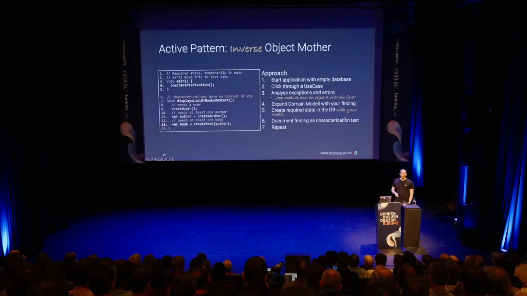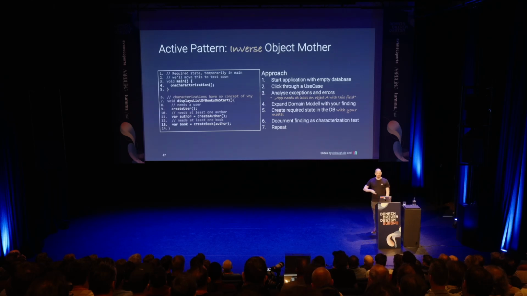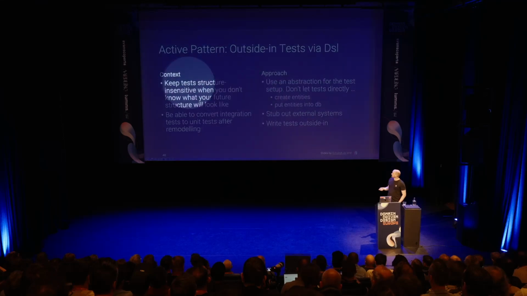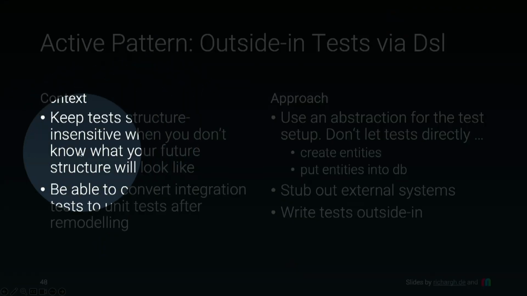And at some point, because we're here still in the main method, your application will start finally, and you have your first characterization test. And then you can click through the application more and more, and you can discover even more about your domain. What does it need? Why does it need that? And so on. You can capture this outside in via a thing called test DSL. Why do I propose this test DSL? Because you want to keep your test structure insensitive.